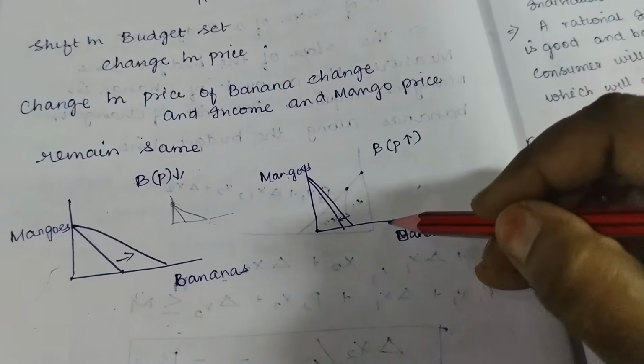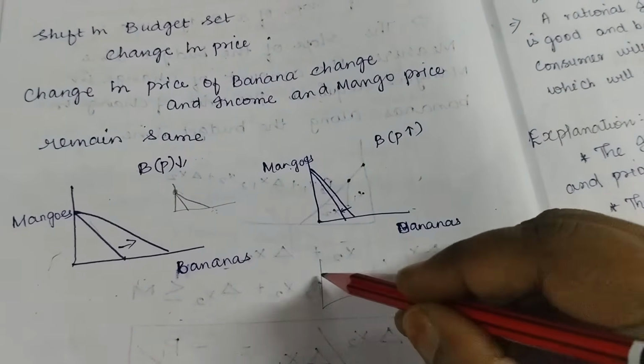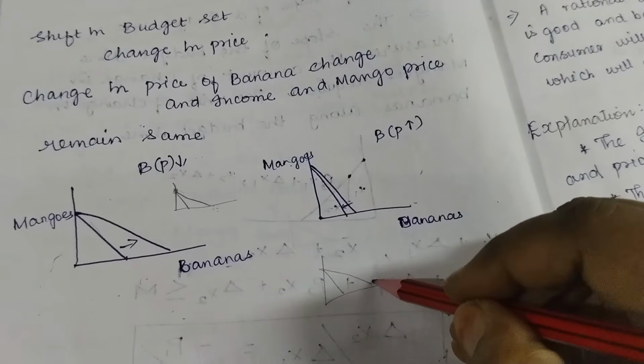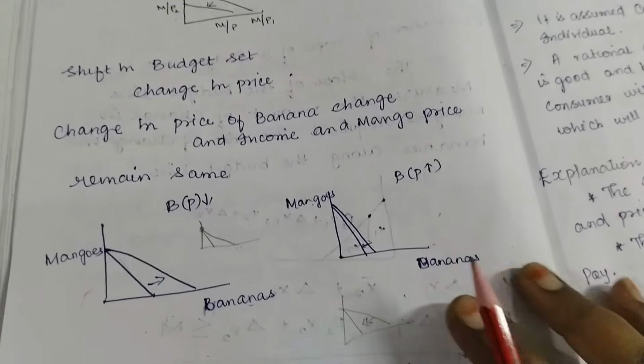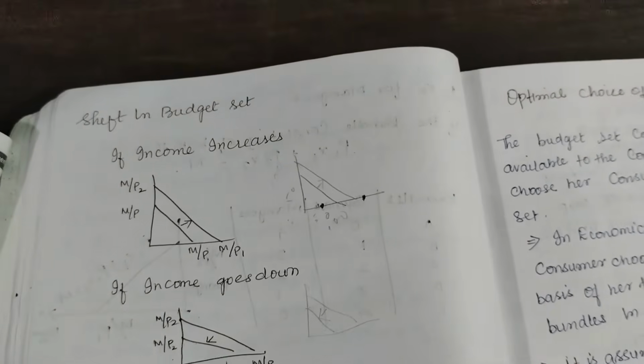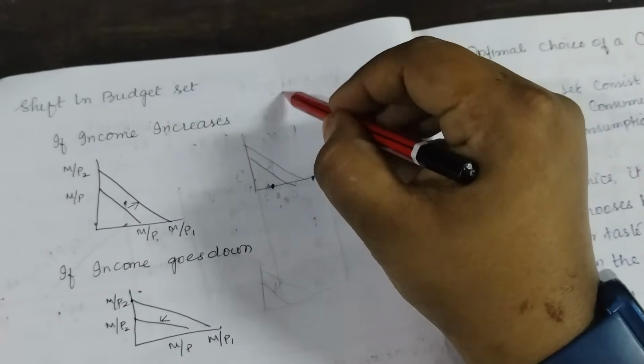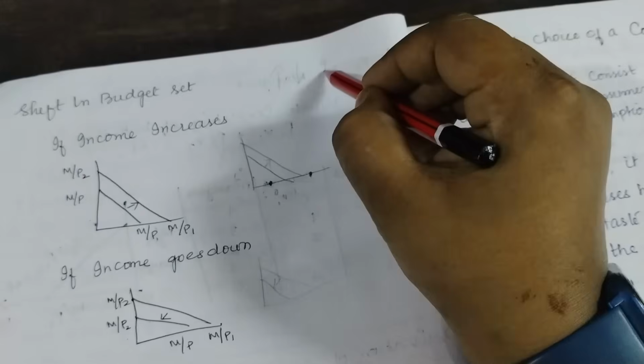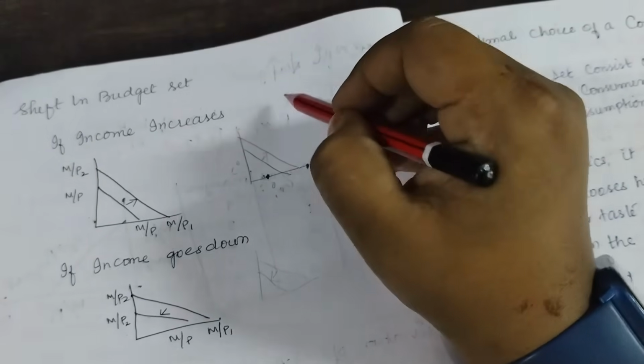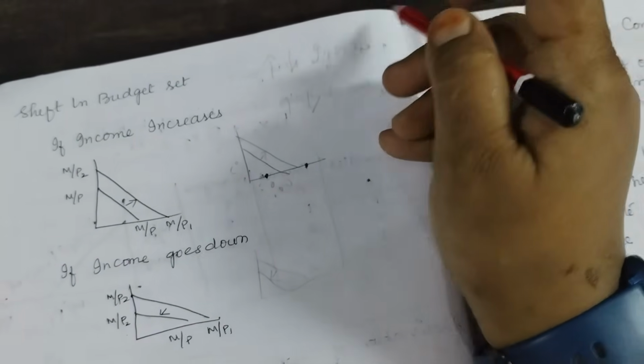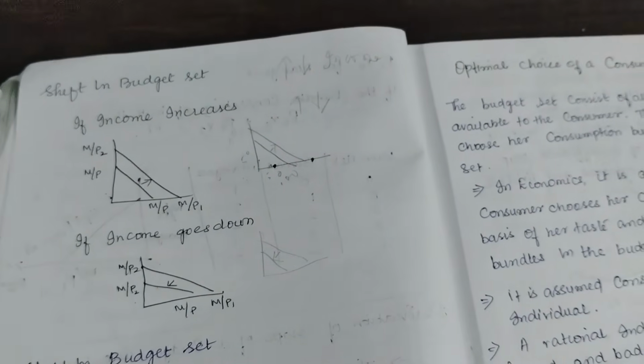And if the price of bananas reduces, then automatically the budget will contract from here to here. So this is the shift in budget set. The shift in budget set happens due to an increase or decrease in income, or an increase or decrease in the price of any one commodity.